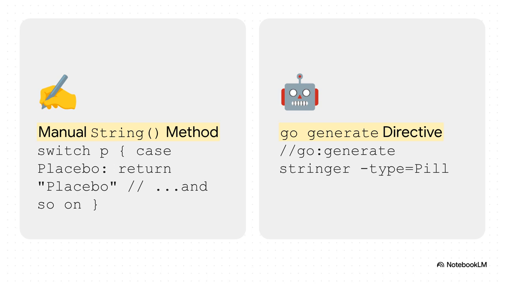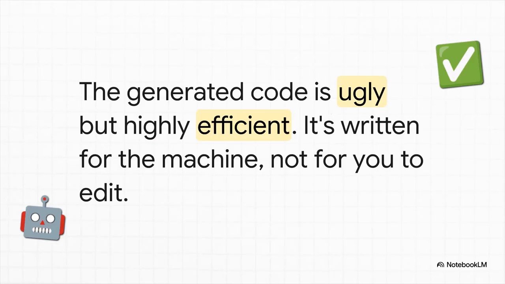But with go generate, you just add one clean, single line, a directive that calls a handy tool called Stringer. It does all that tedious work for you. And this is what Stringer spits out. Yeah, it might look a little ugly, maybe even a bit scary, but that's the point. You're not supposed to touch this. This code is written for the machine, not for you to read and edit.